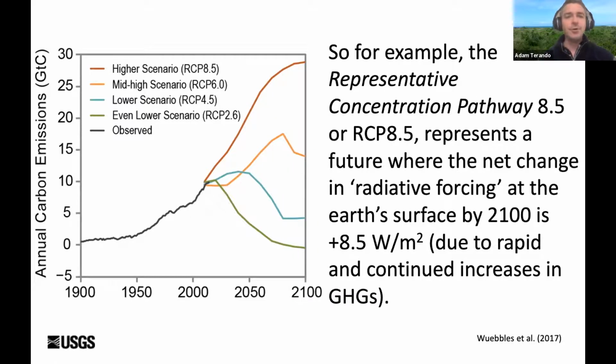For example, in the last Intergovernmental Panel on Climate Change assessment report, we had what were called RCP scenarios. RCP stands for Representative Concentration Pathway. So for example, RCP 8.5 represents a future where the net change in radiative forcing, again the energy balance, at the Earth's surface by the year 2100 is increased by 8.5 watts per meter squared.